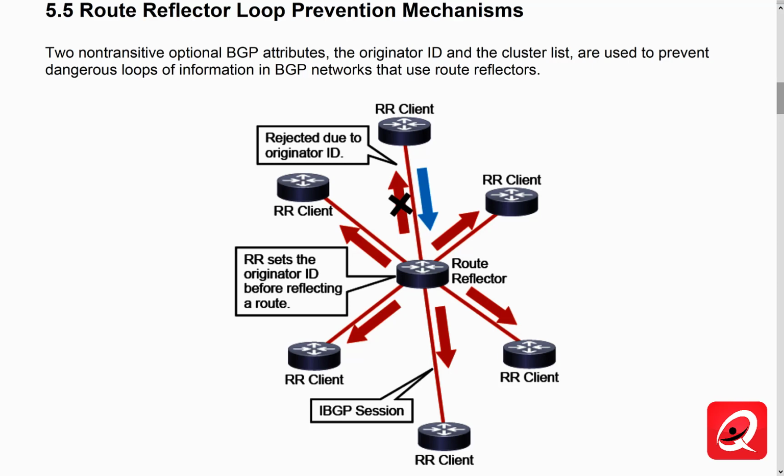Generally, we would have cluster IDs configured, but again, if a cluster ID is not manually configured, we would end up having to use the router IDs. But basically, it's just a list of all the route reflectors that have reflected the route along the way. So we can look at that reflection path and the route, and you know what reflectors the route has passed through. Again, if I find my own router ID in that cluster list, I would discard that as a possible loop.